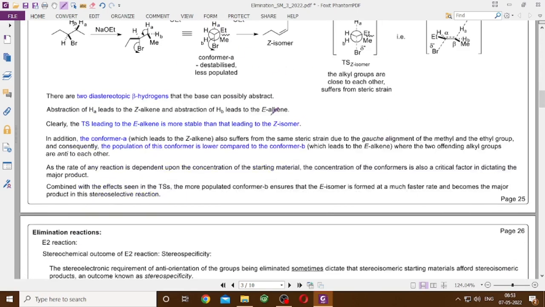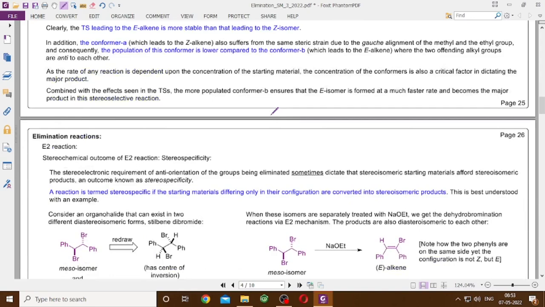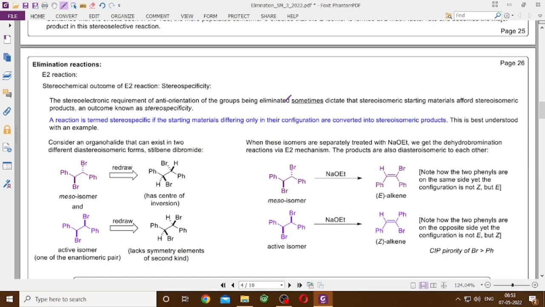So we understand that. Now this stereoelectronic requirement of the E2 reaction sometimes dictates that the reaction becomes stereospecific. Now this is a new term.